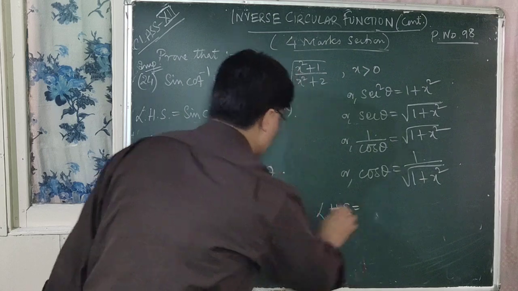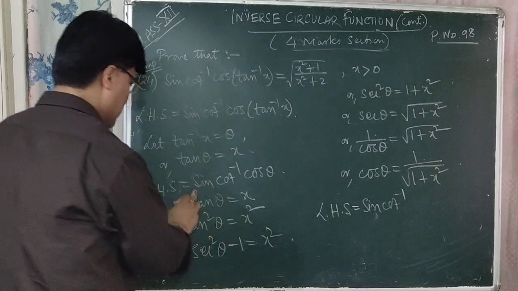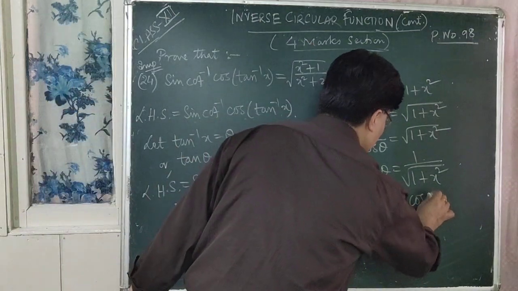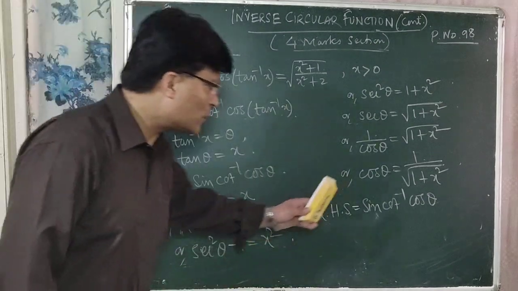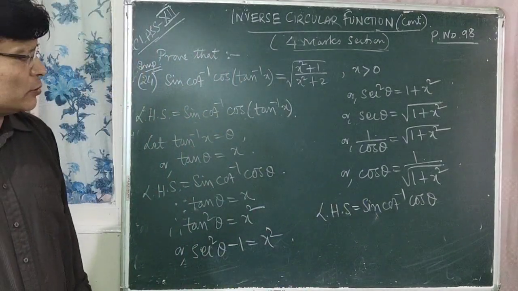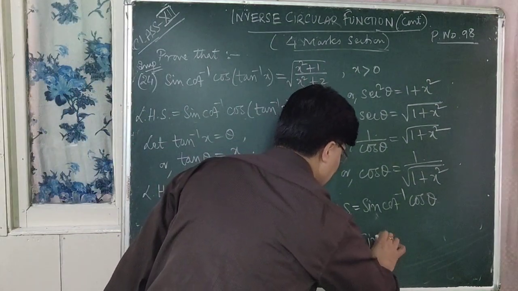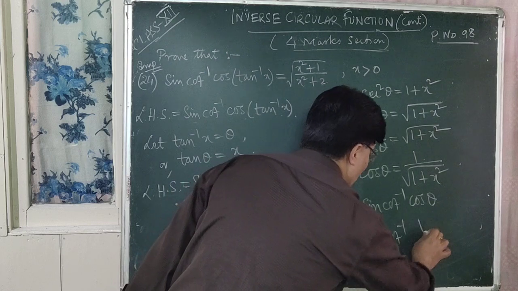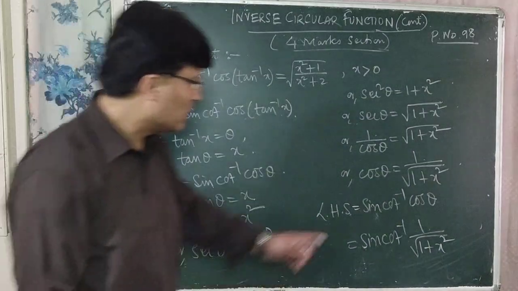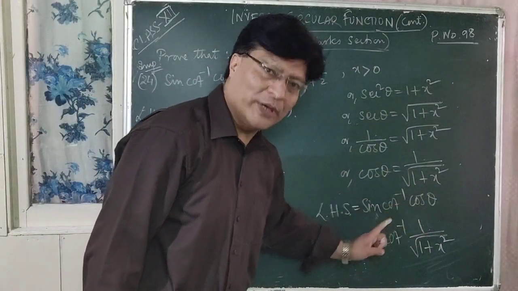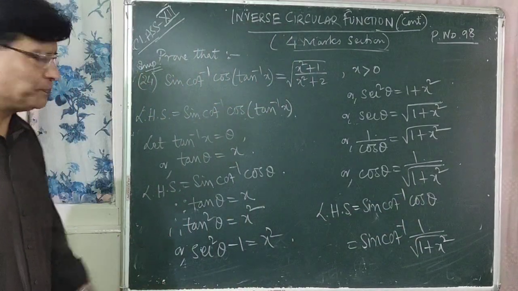So LHS is equal to, what was LHS? Sine cot inverse cos theta is there, isn't it? Cos theta. That is your left hand side. So what will you write for cos theta? It is 1 upon root under 1 plus x square. So LHS is equal to sine cot inverse 1 upon root over 1 plus x square. Is that clear? So instead of cos theta, we write here 1 upon root over 1 plus x square. Is it clear to all of you?